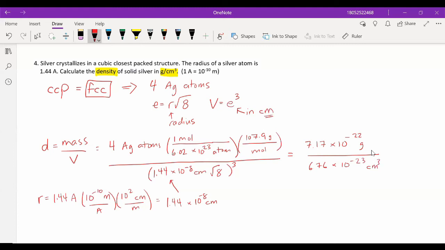10 to the negative 23rd. So dividing mass by the volume gives us 10.6 grams per cubic centimeter for the density of silver.